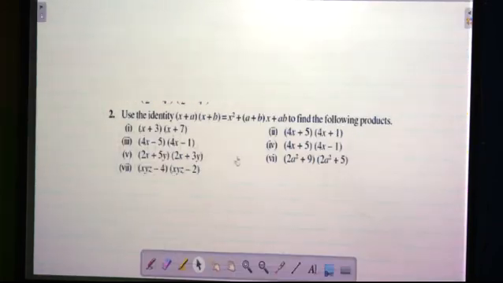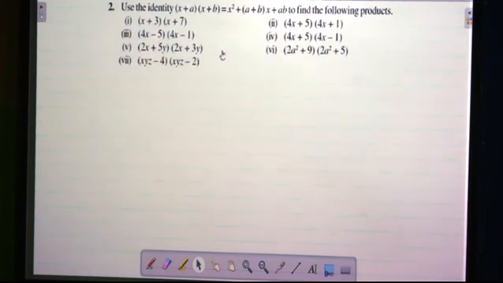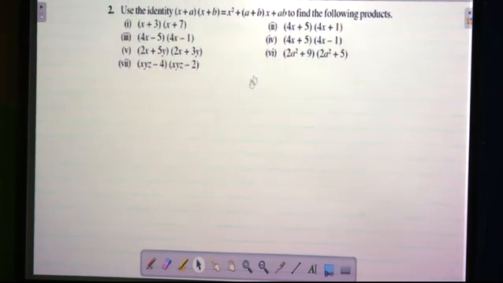Few sums of this we shall solve. First, we shall solve the first sum. Or instead of first, I will start solving from the last one. We shall solve the seventh sum first. What is the seventh sum? xyz minus 4, xyz minus 2.